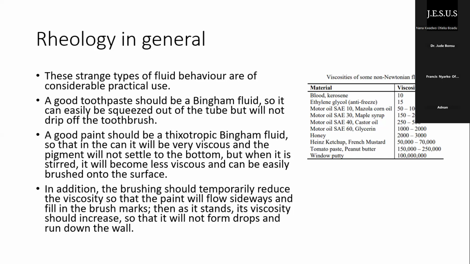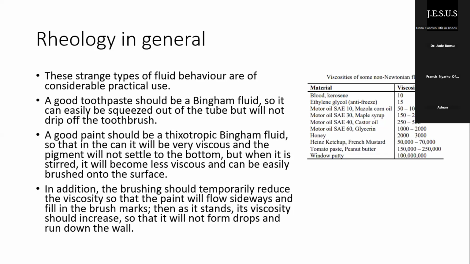So paint is a mixture of things, and one of the things in the paint is a pigment, the thing that gives it the color. If the paint was not viscous enough, the colorant, or the pigment, will settle to the bottom, but we don't want that. That's why it has to be very viscous. And that's where the Bingham fluid part comes in. So it's going to have that high viscosity until we introduce some amount of force to it. And then when we stir it, it becomes less viscous. That's where the thixotropic nature comes in.